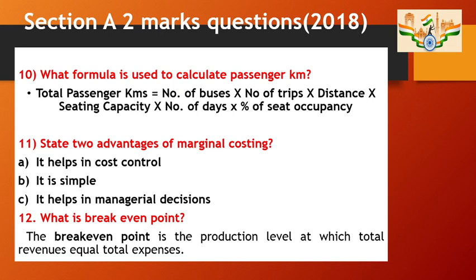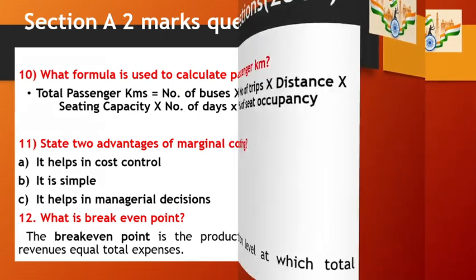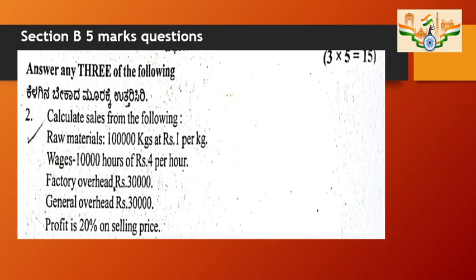So now we'll move to section B, that is 5 marks questions. Okay, here I will go a little slow. Calculate sales from the following. It is a very simple question. Raw materials 1 lakh kgs at rupees 1 per kg, wages 10,000 hours at rupees 4 per hour. Factory overhead is 30,000, general overhead is 30,000. Profit is 20% on selling price. So it is very simple. You have to prepare the cost sheet for this. So let's see in the next slide what is the solution.